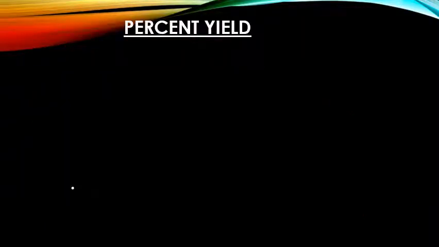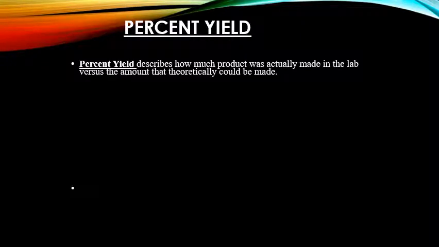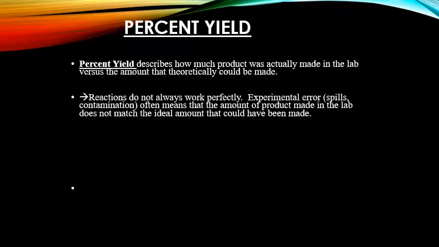So the second application that we're going to look at is percent yield. So percent yield basically describes how much of the product was actually made in the lab versus how much should have been made in the lab. So you can think about the percent yield essentially telling us how effective or efficient we were at running a chemical reaction. Now, there are plenty of scenarios where the reaction will not work perfectly.